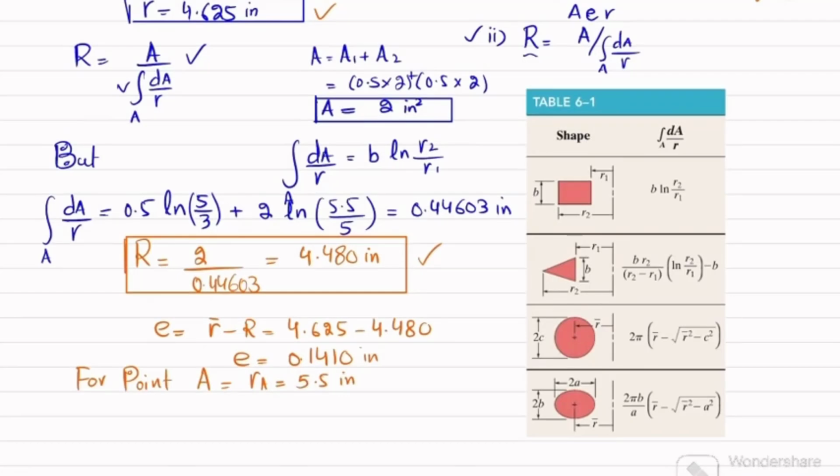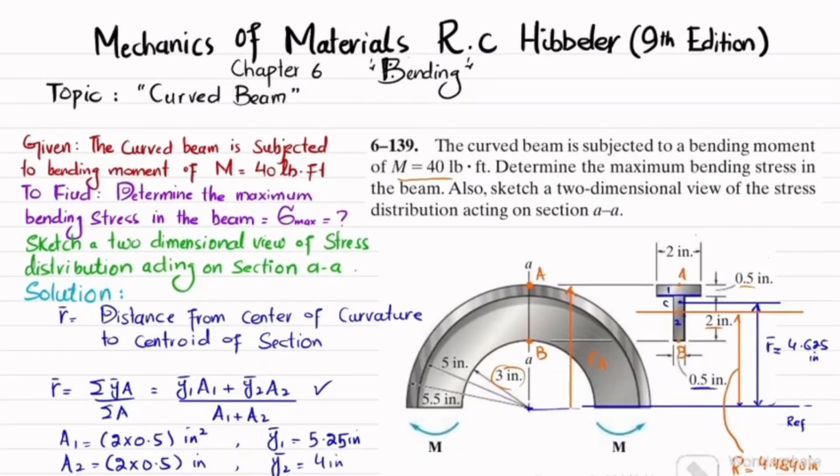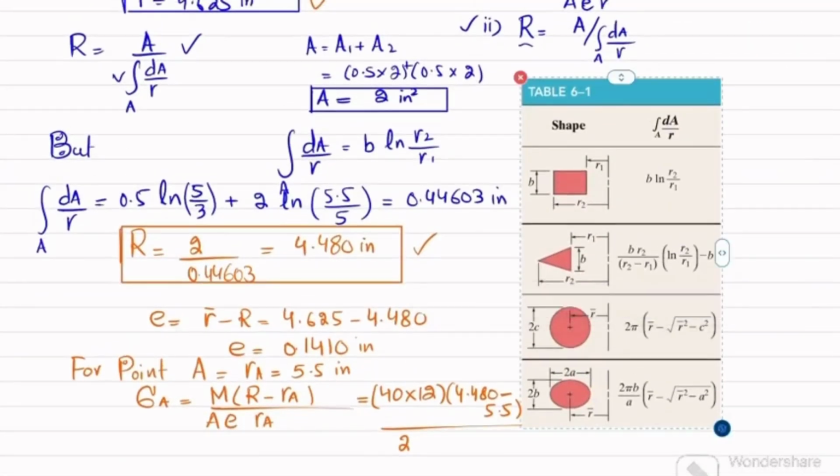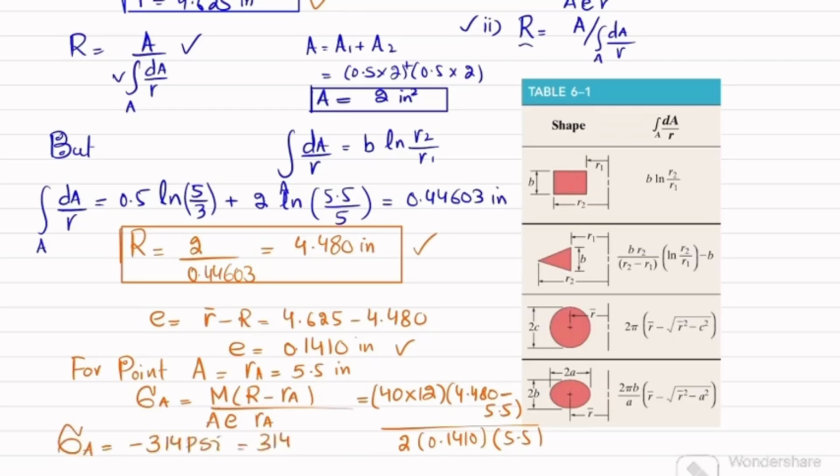Since point A is in compression, I will write sigma A is equal to M into (R minus rA) divided by A into e into rA. So put in the values. M is given as 40 pound-feet, so we will convert it by multiplying 40 by 12 into pound-inch. This is the value of the moment. What is capital R? Capital R is 4.480 minus rA, which is 5.5, divided by area. Area is 2. What is e? We have calculated e. It is here. This is e, 0.1410, multiplied by rA, which is 5.5. When you solve this, the normal stress at point A comes out to be minus 314 psi. This is equal to 314 psi, and the negative sign shows that point A is in compression.